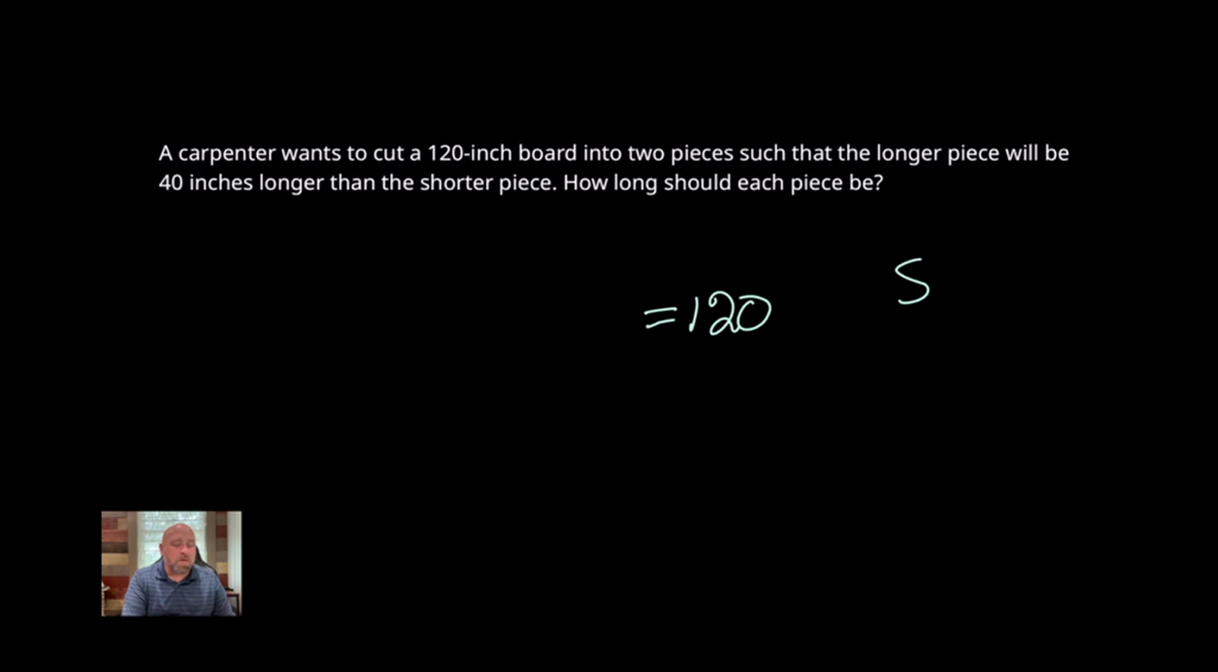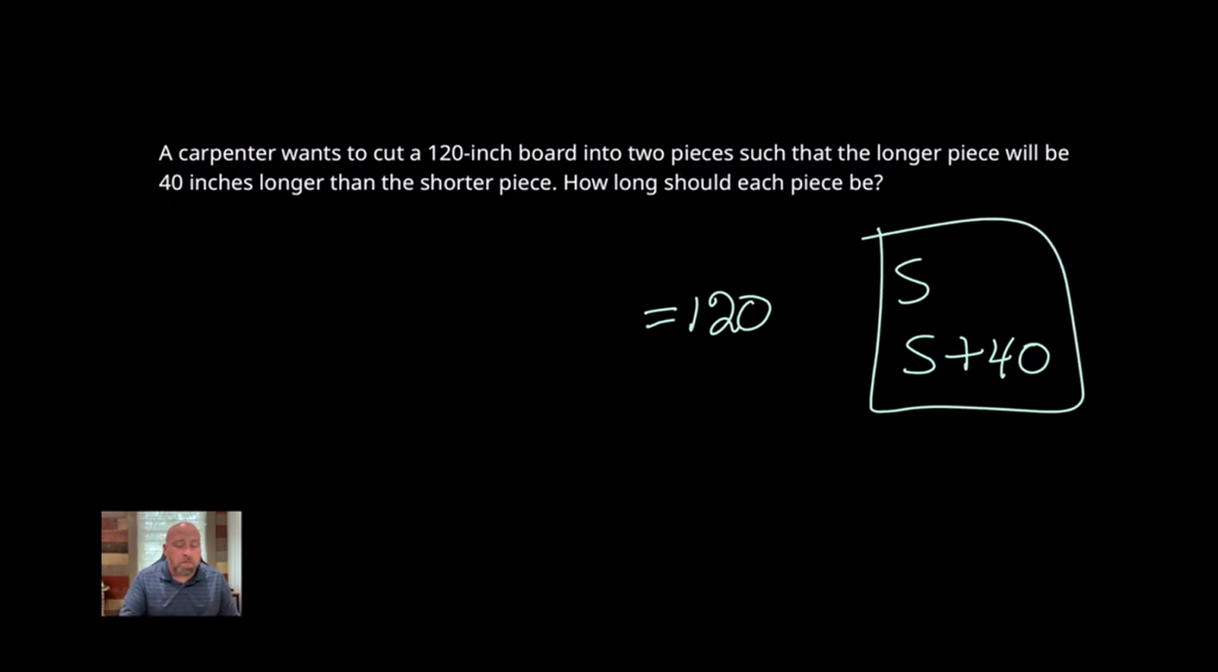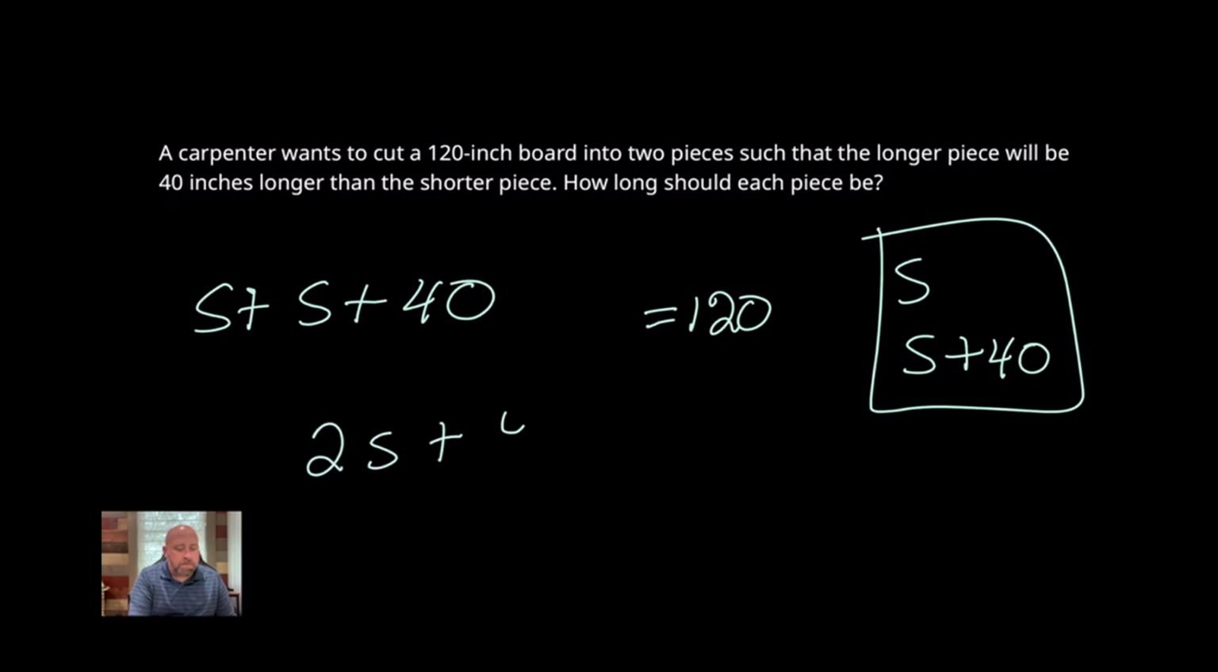And then the second one is what? It says that it's 40 inches longer. So it's going to be S plus 40. So there's our 2 variables right there. We have S and S plus 40. So you'd have S plus S plus 40. It's that easy. And now we just add those together. So we get 2S plus 40 equals 120.